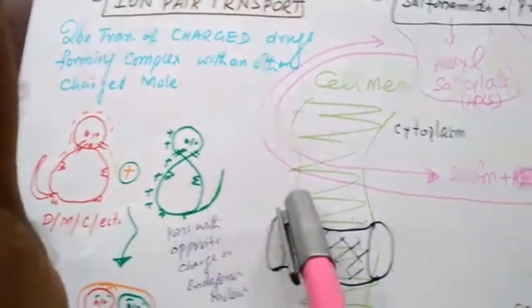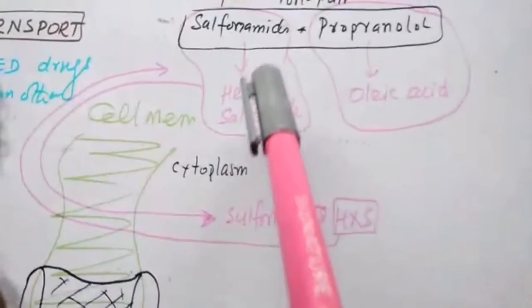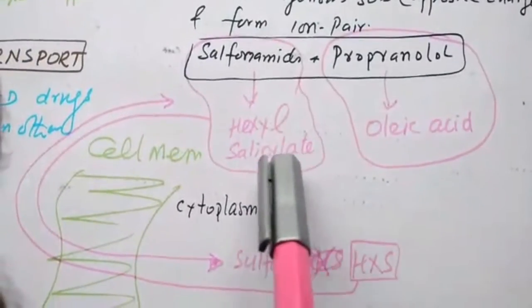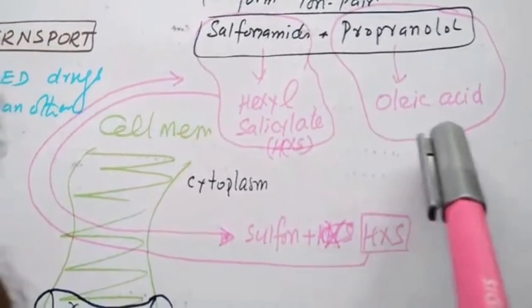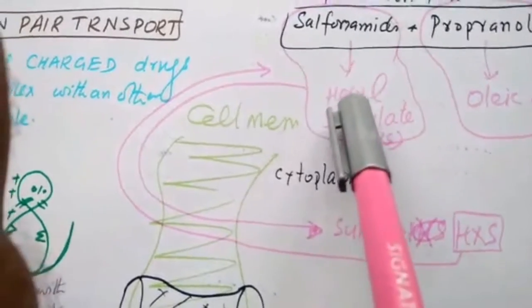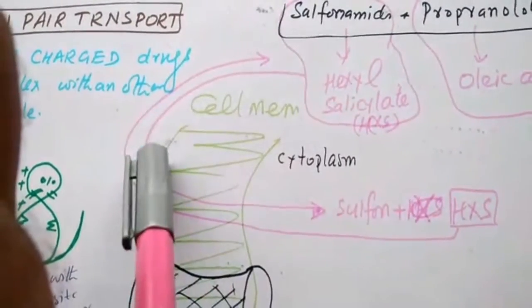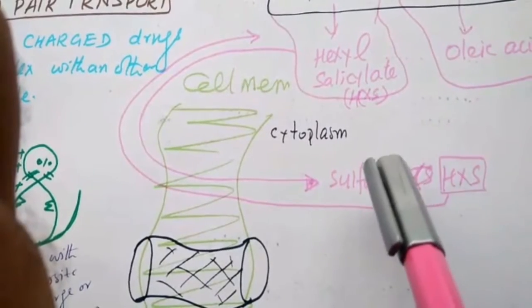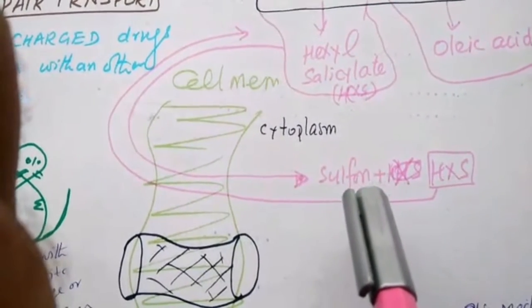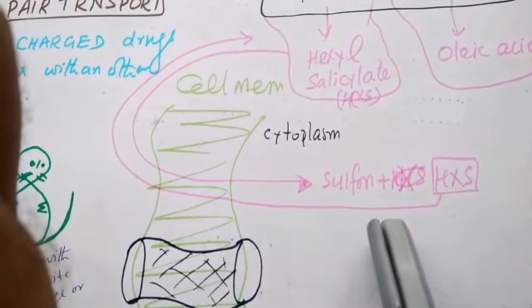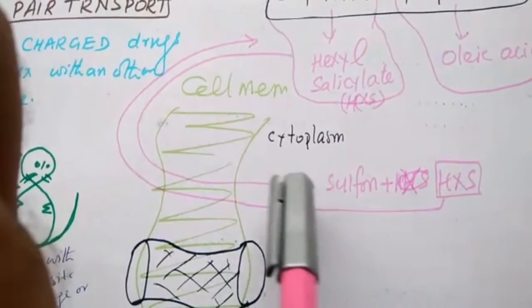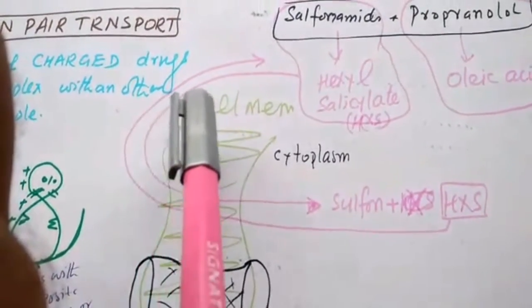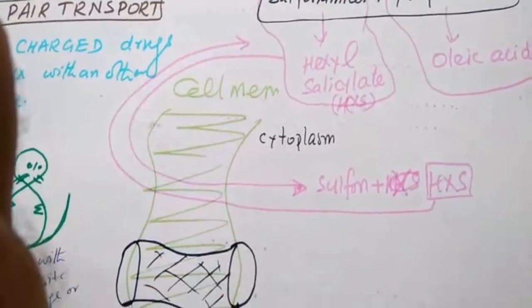Now, for example, sulfonamides form a complex with hexyl salicylate and propranolol forms a complex with oleic acid. This complex is absorbed through the cell membrane, and inside the cell again there is breakage of the complex bond. Now the drug is free inside the cell and the endogenous substance is free to reabsorb back and carry another molecule. Thank you for listening.